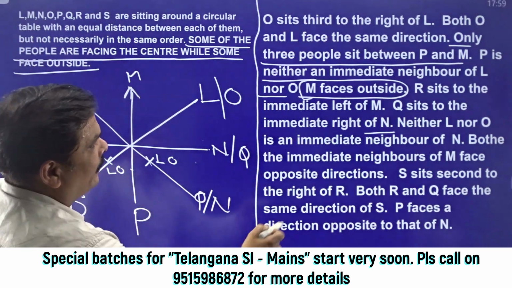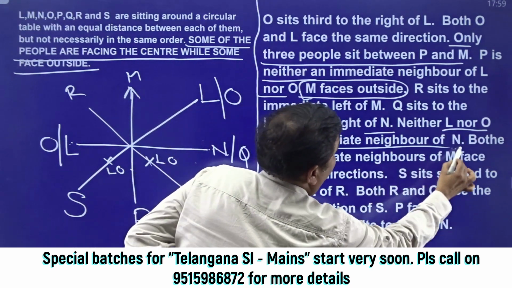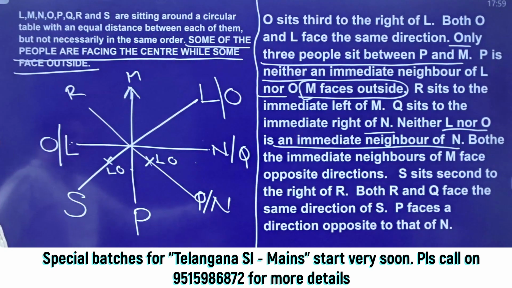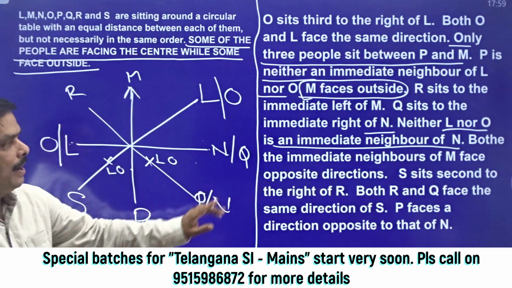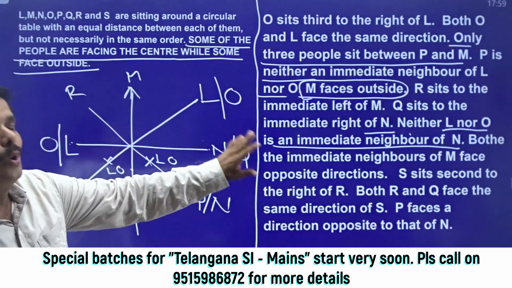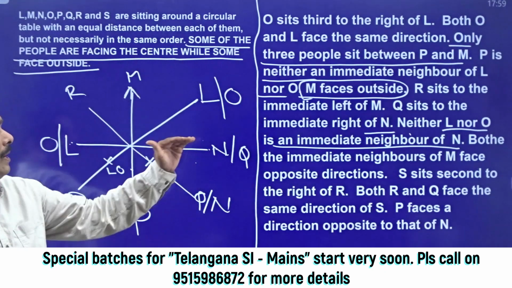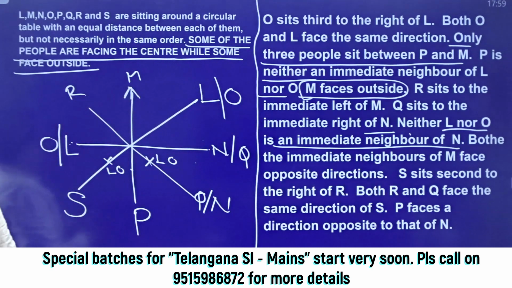Go for the next data. Neither L nor O is an immediate neighbor of N. Now see, now N's place is clear. Just pause the video and try to find out here. How can I confirm N's place with this data? Neither L nor O is an immediate neighbor of N. How can I confirm the place of N here?